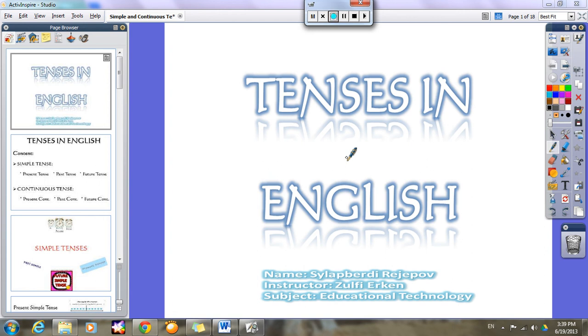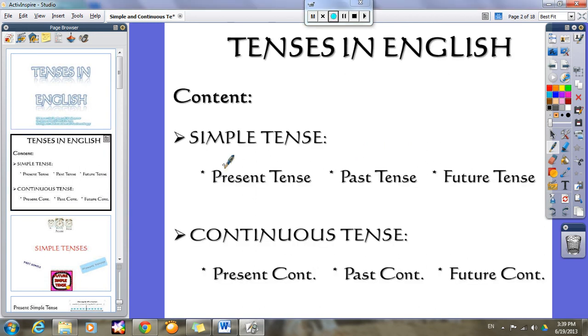This is my portfolio project from educational technology. Normally I am supposed to prepare a presentation that I will teach students in the future, and I use a flip chart to prepare my presentation. The presentation is all about tenses in English. But I will only mention two tenses: simple tense and continuous tense. In simple tense I will talk about present simple tense, past simple tense, and future simple tense. In continuous I will also mention present continuous tense, past continuous tense, and future continuous tense.